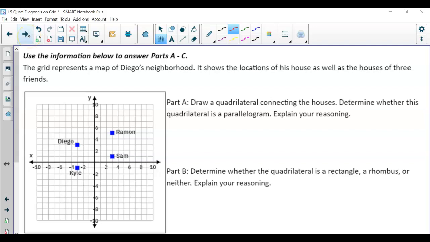So go ahead now and pause the video and answer parts A, B, and C for this problem on your own.